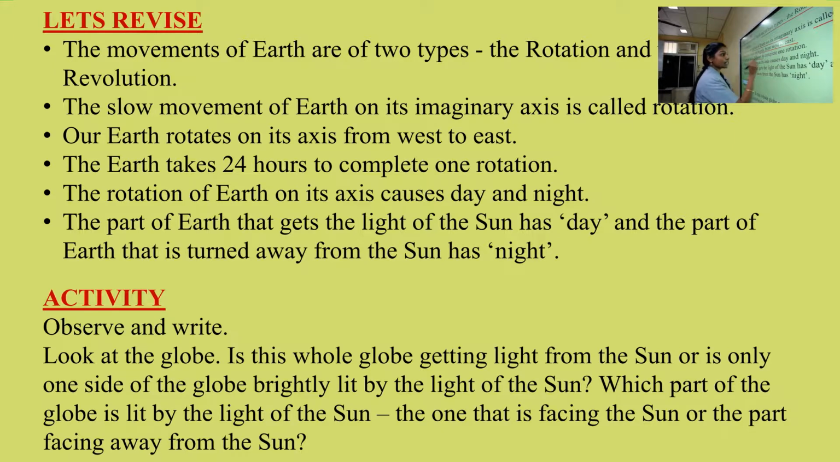Then the Earth takes 24 hours to complete one rotation. It takes 24 hours. Then the rotation of the Earth on its axis causes day and night. That is the reason why we come to the school during the daytime and sleep at night, isn't it? Due to the rotation of the Earth. Then the part of Earth that gets the light of the sun has day, and the part of the Earth that is turned away from the sun has night. So we cover up the portion, the rotation of the Earth here.